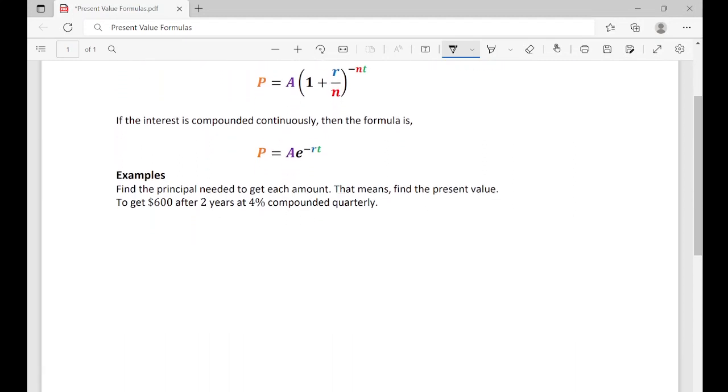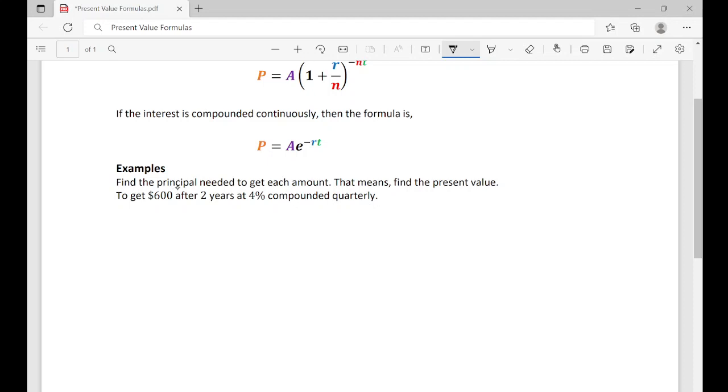So we're going to use each one. We're going to find the principal, our starting amount needed to get each amount. That means we're going to find, again, the present value. So we're going to get $600 after 2 years, compounded 4% quarterly. So we don't know our present amount, but we do know our ending amount, A.